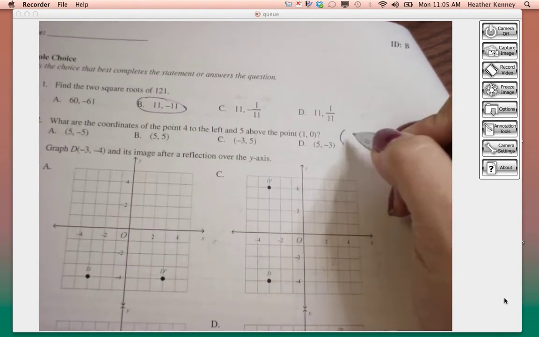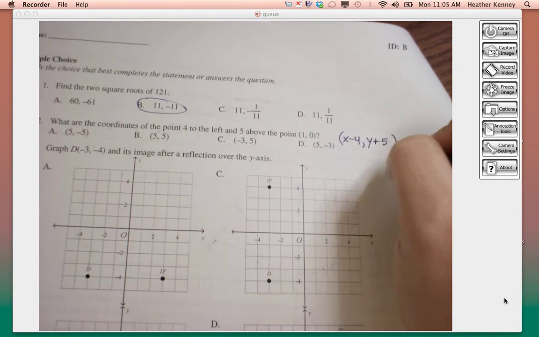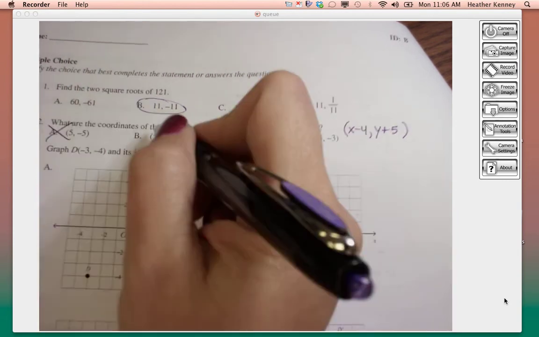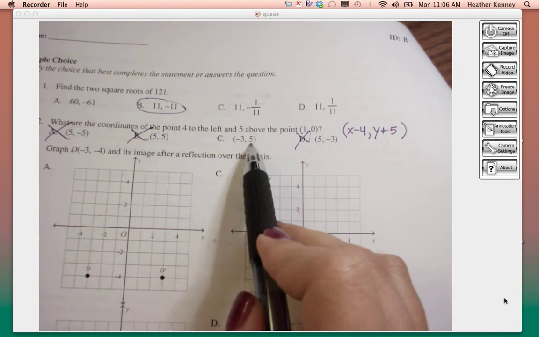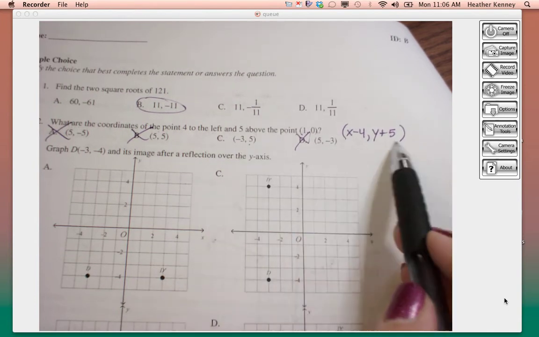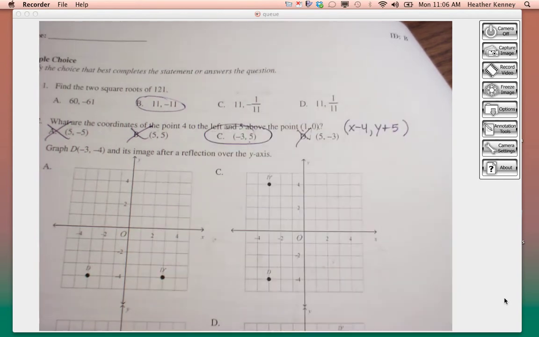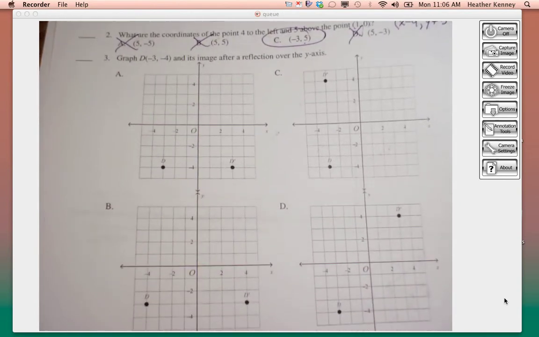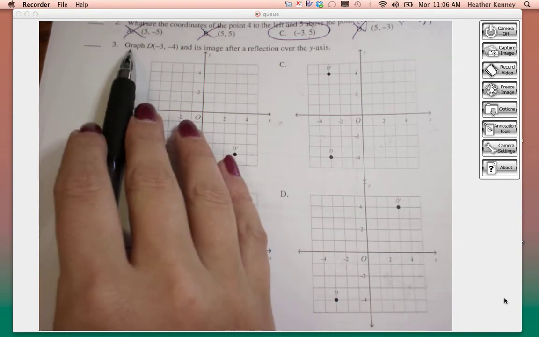This is another translation question. What are the coordinates of the point 4 to the left and 5 above the point (1, 0)? So the translation, 4 to the left is x minus 4. 5 above is y plus 5. We apply the rule to the point. X minus 4, 1 minus 4 is negative 3. That rules out A and B, and D, actually. So let's just make sure that our y is correct. 0 is our y. Y plus 5, 0 plus 5 is positive 5. Absolutely. The point is (-3, 5). Okay.